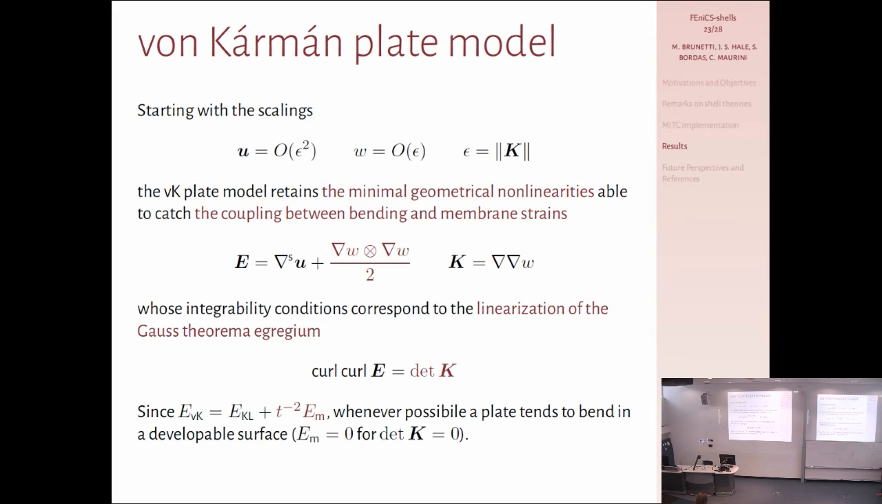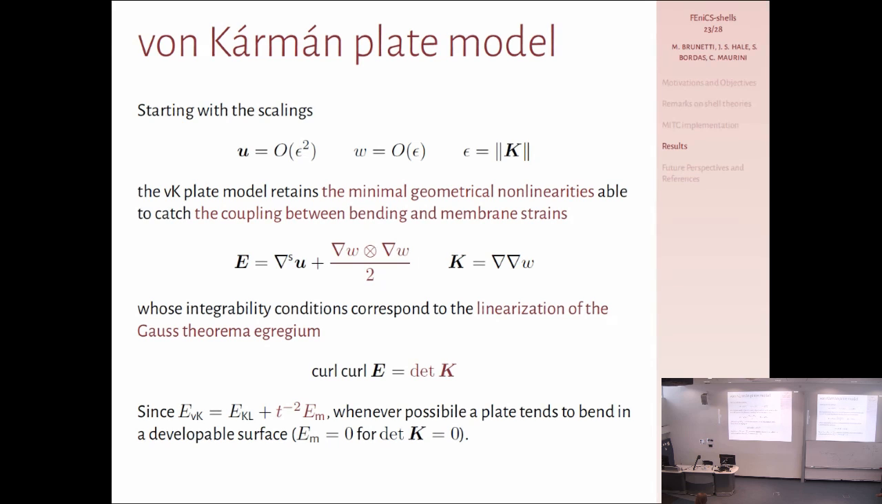We have that in-plane displacement is an order of magnitude smaller than the transverse displacement. Starting with the scalings, the von Karman plate is widely used because it's the simplest model that retains the minimal geometrical nonlinearities able to catch the coupling between the membrane strains E and the bending strains K. And in K, we have the same as the Kirchhoff bending model, while in this membrane strain, we have the symmetric part of the gradient of the in-plane displacement, and this nonlinear term, which is the coupling between the transverse displacement and the membrane strains.